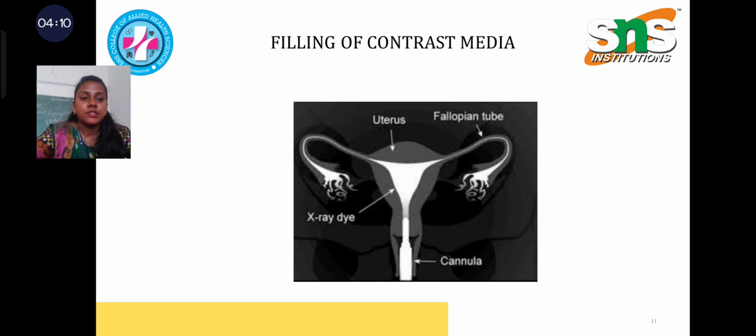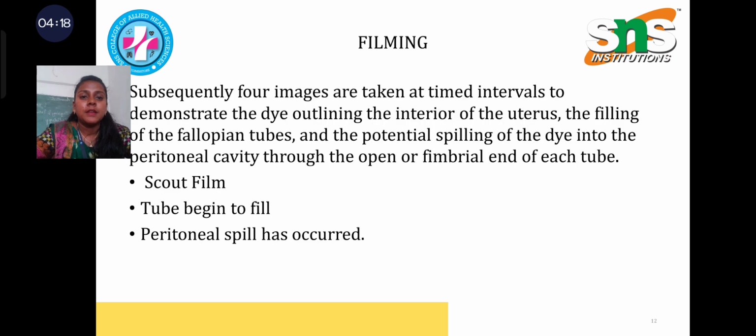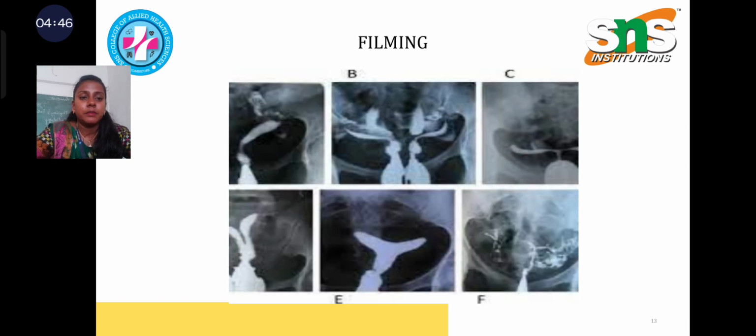X-ray dye is injected through the cannula, through the uterus, and then it passes through the fallopian tube. Filming: subsequently, 4 images are taken at timed intervals to demonstrate the dye outlining the interior of the uterus, the filling of the fallopian tubes, and the potential spilling of the dye into the peritoneal cavity through the open fimbrial end of each tube. Scout film, tubes begin to fill in, peritoneal spill has occurred. This is how the filming looks.